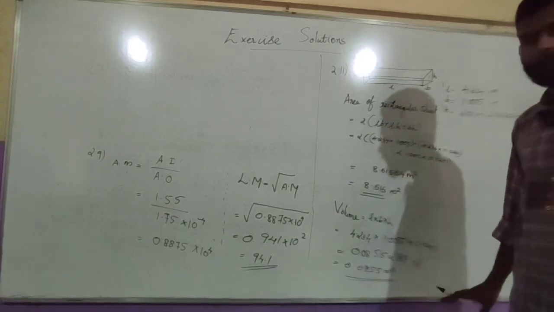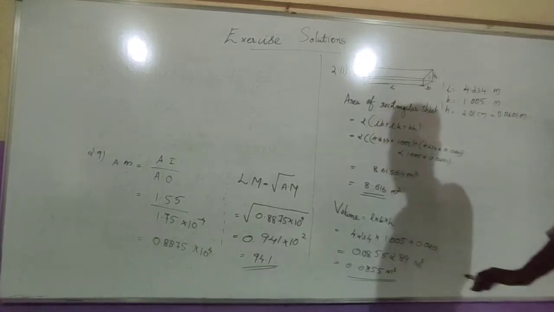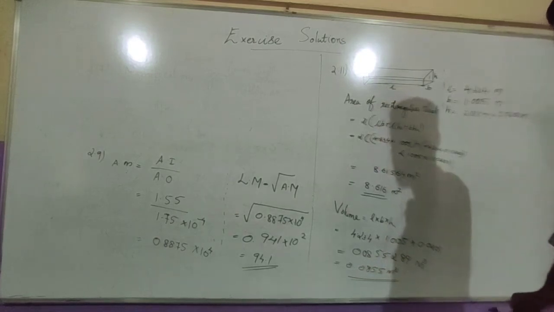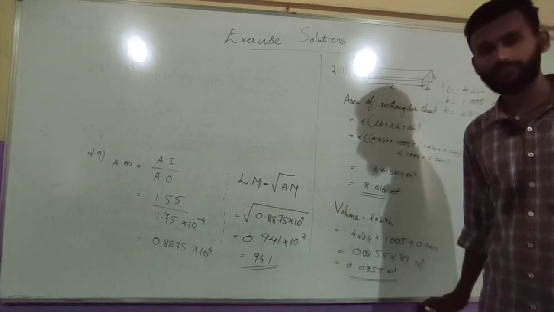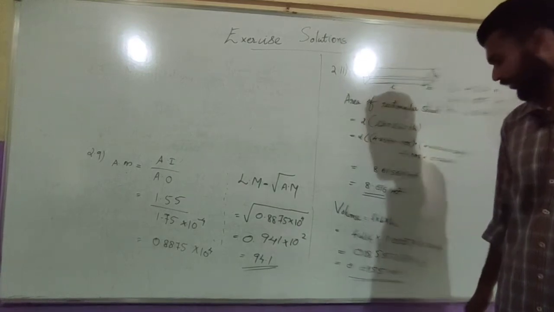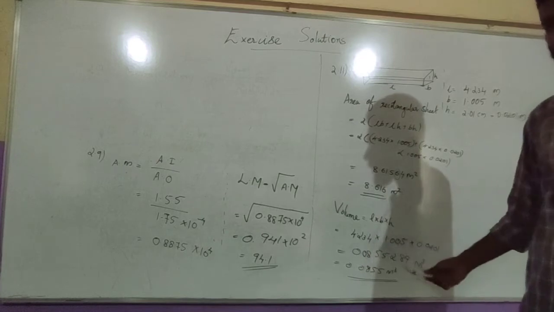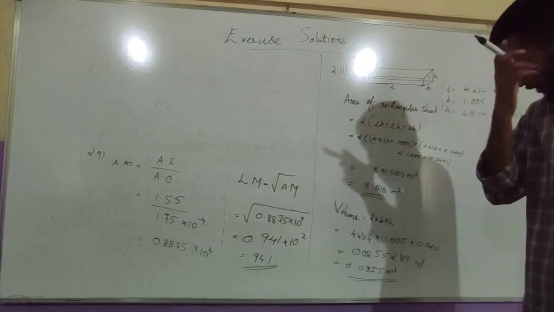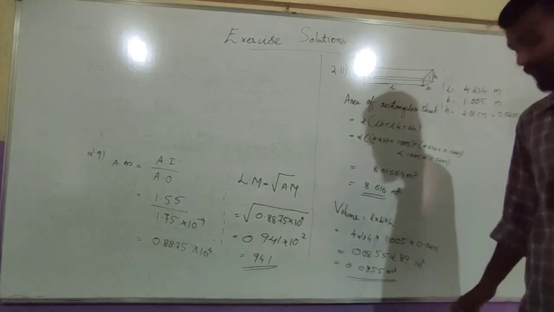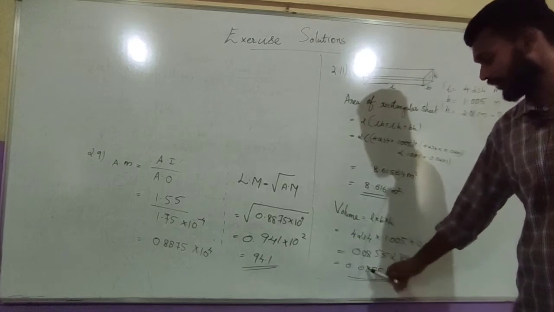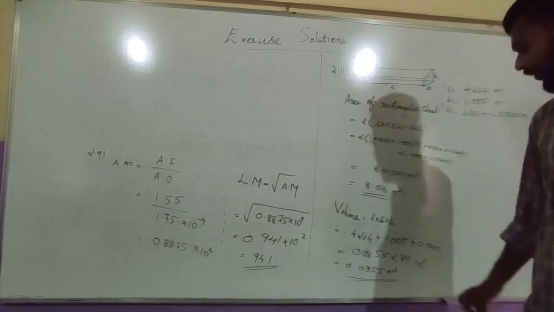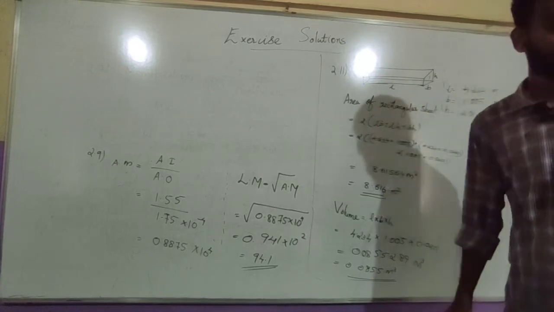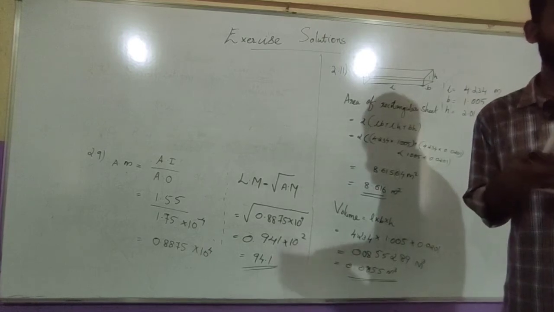Now the volume is L into B into H. So you substitute the values and you obtain 0.0855289 etc. meter cube. There also you have to follow the rule of significant figures in the case of multiplication. The minimum number of significant figures in the individual values is 4, so the resultant value also should have 4 significant figures. So it is 0.0855 meter cube. Okay. So regarding these questions, now let us come to the next question, that is 2.12.